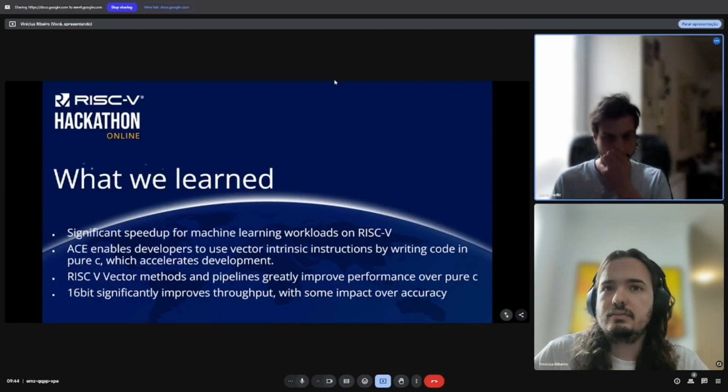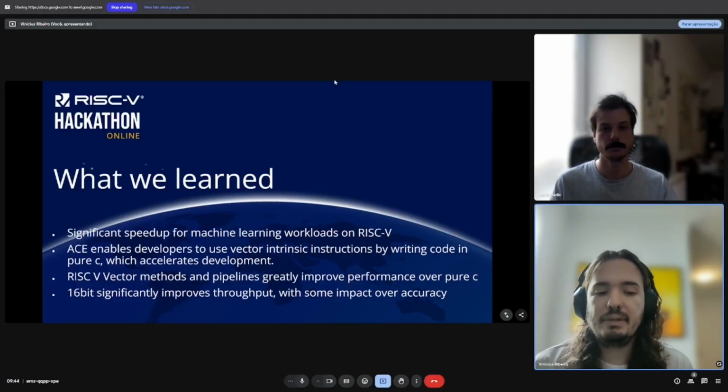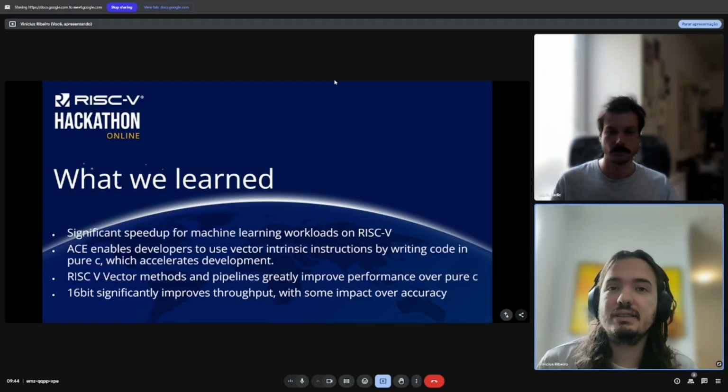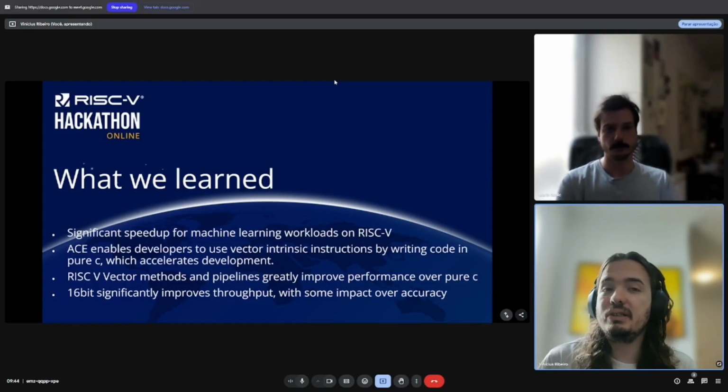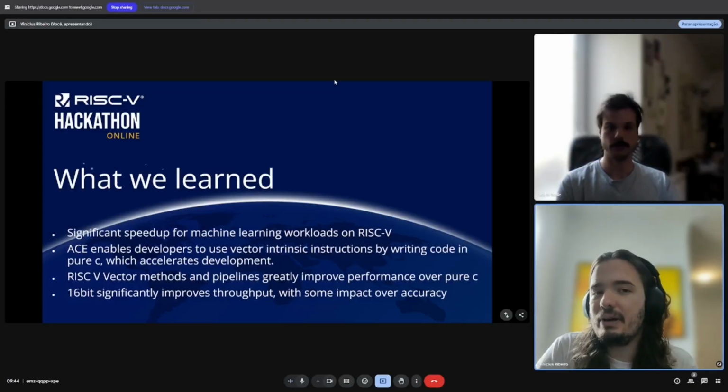So for the conclusions, we want to talk about what we learned. Basically, we learned a lot about RISC-V, the RISC-V vector instructions. You see a great performance jump for machine learning workloads when using the vector instructions. You also learned about ACE, a copilot that really helps to accelerate development, especially writing intrinsic functions in pure C.